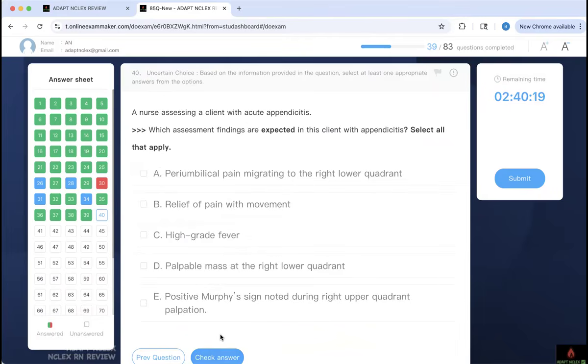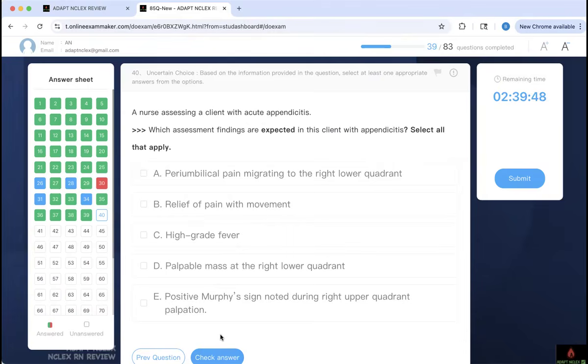And this is assessing a client with acute appendicitis. Which findings are expected in a client with appendicitis? What do you think? Appendicitis is usually an acute GI problem. Do you have periumbilical pain radiated to the right lower quadrant? Do you have relief of your pain with movement? Do you have high fever? Do you have a palpable mass at the right lower quadrant? Do you have Murphy sign during right upper quadrant palpation? Stop the video, pick your answer, let me know.